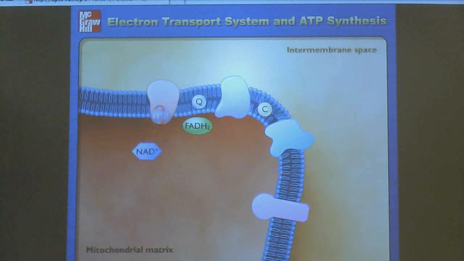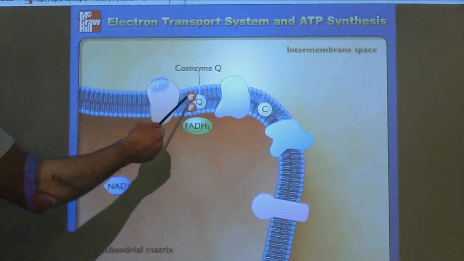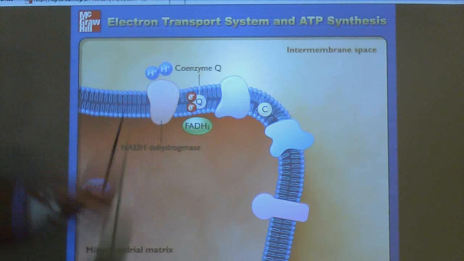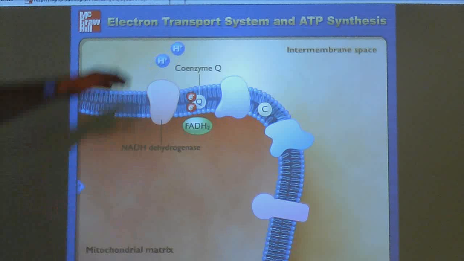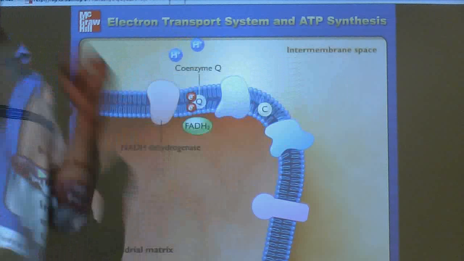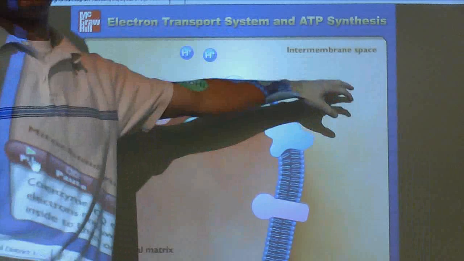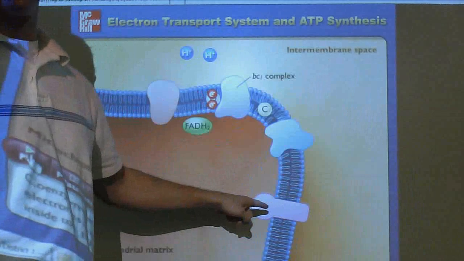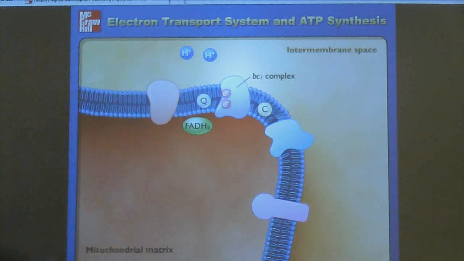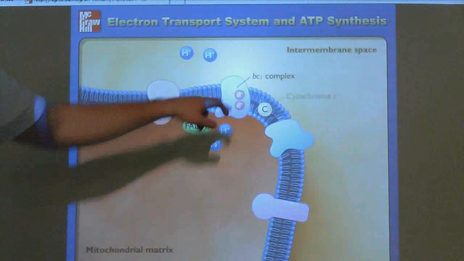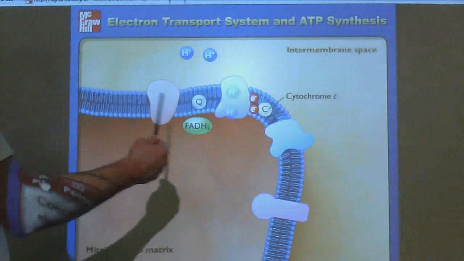So here's the first donation of electrons, little red guys here. And notice what happens: hydrogens come off and they're going to build up in this intermembrane space. There's going to be a higher concentration up here on the outside, so that they can diffuse back through ATP synthase. We don't care about the names of any of these enzymes. All we care about is what's happening.